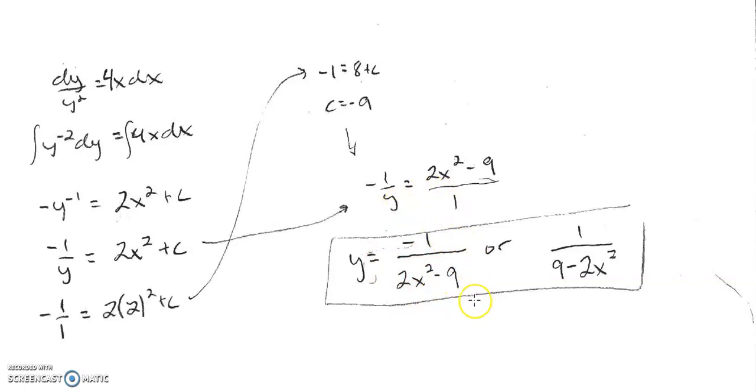If you moved your negatives around in a little bit different way, you would get this as well. So either one of these is good. And hopefully you see, one, the negative power rule, two, how to deal with the fractions.